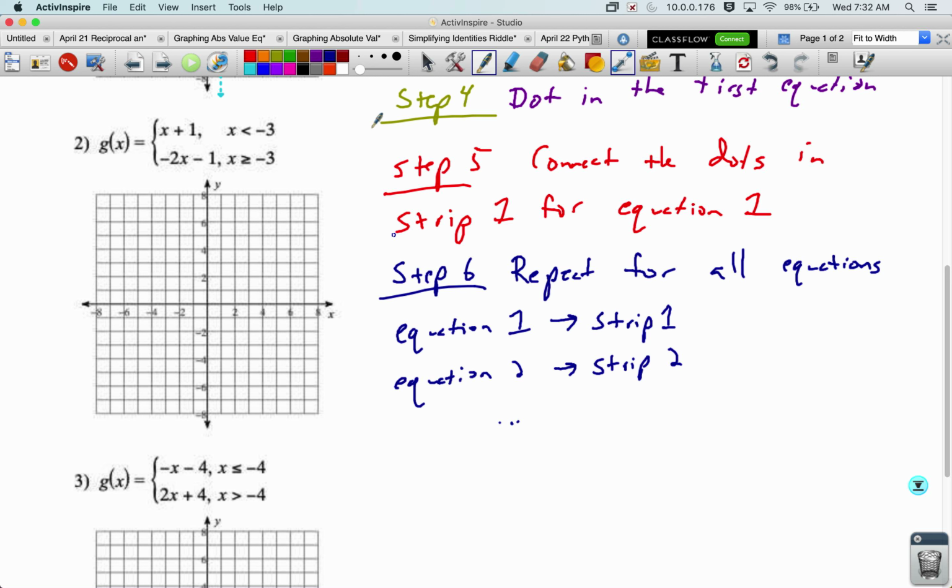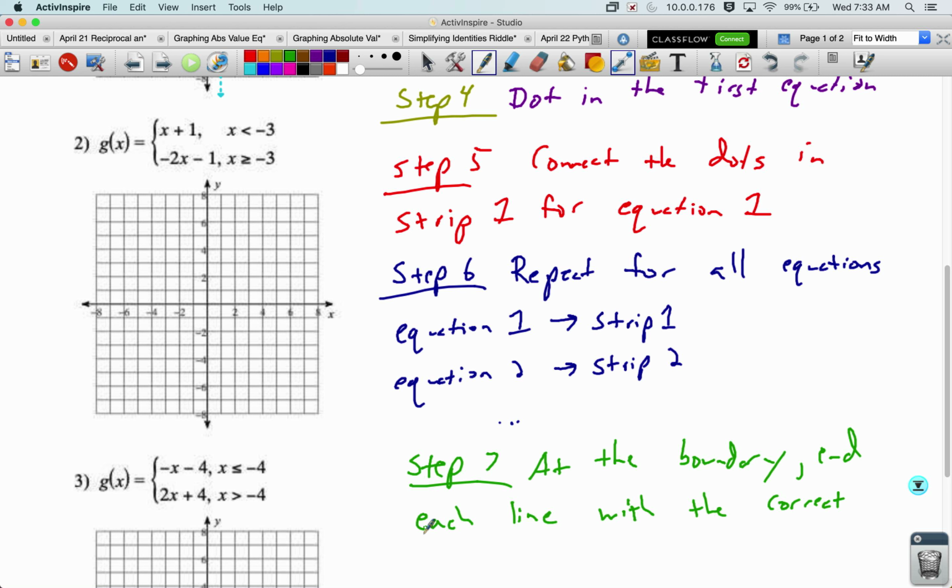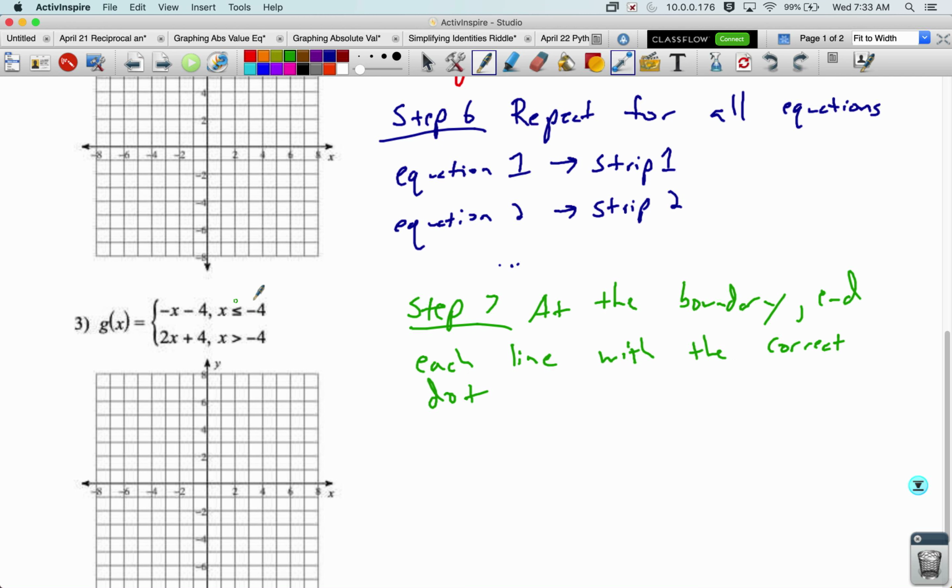All right. Now step 7. It's the first time I think we got into step 7. So at the boundary, that vertical dotted line, end each line with the correct dot. And to pick the correct dot, you have to look at the inequality that was related to that section.